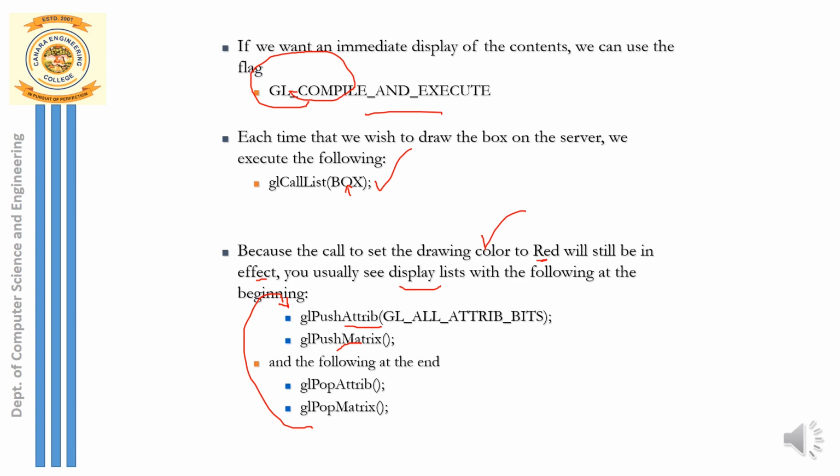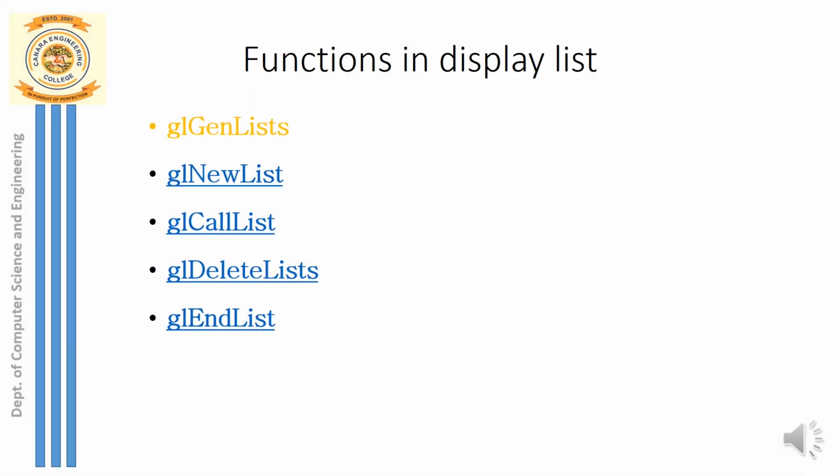So before display list creation, all the previous attributes you can save in the stack, and after the display list is created, for the display list you can set all new color and new attributes, and then after the display list is created, you can restore the previous state by popping the attributes and popping the matrix. These are some of the functions that we make use of in the display list.